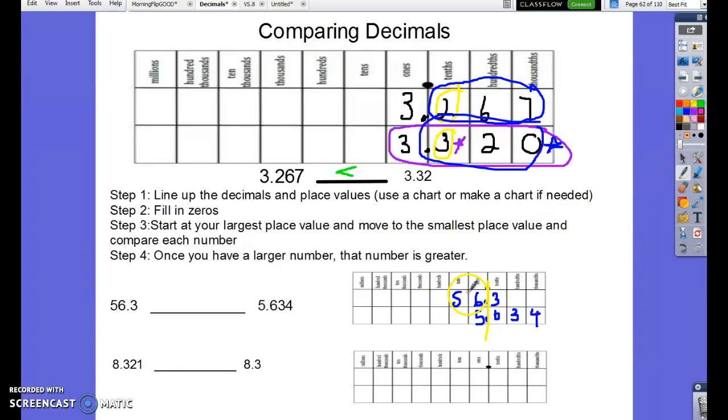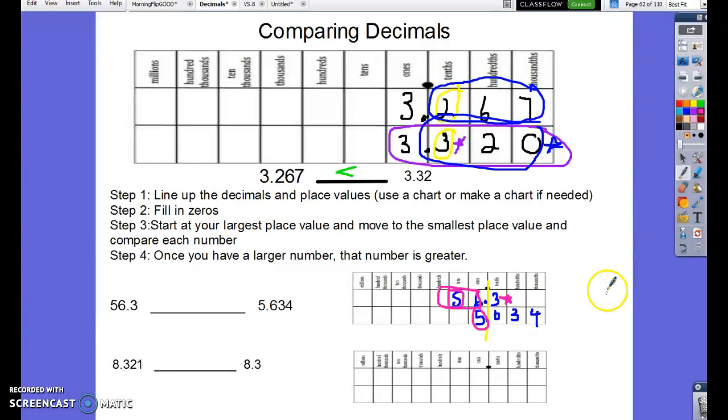So let's look at 5 here. And if we look, there's no 10s. So 5 is larger. 5 tens are larger than 5 ones. Okay. And if we look at this number, 56 is larger than 5. So I know when I go back over here that this number is going to be larger.